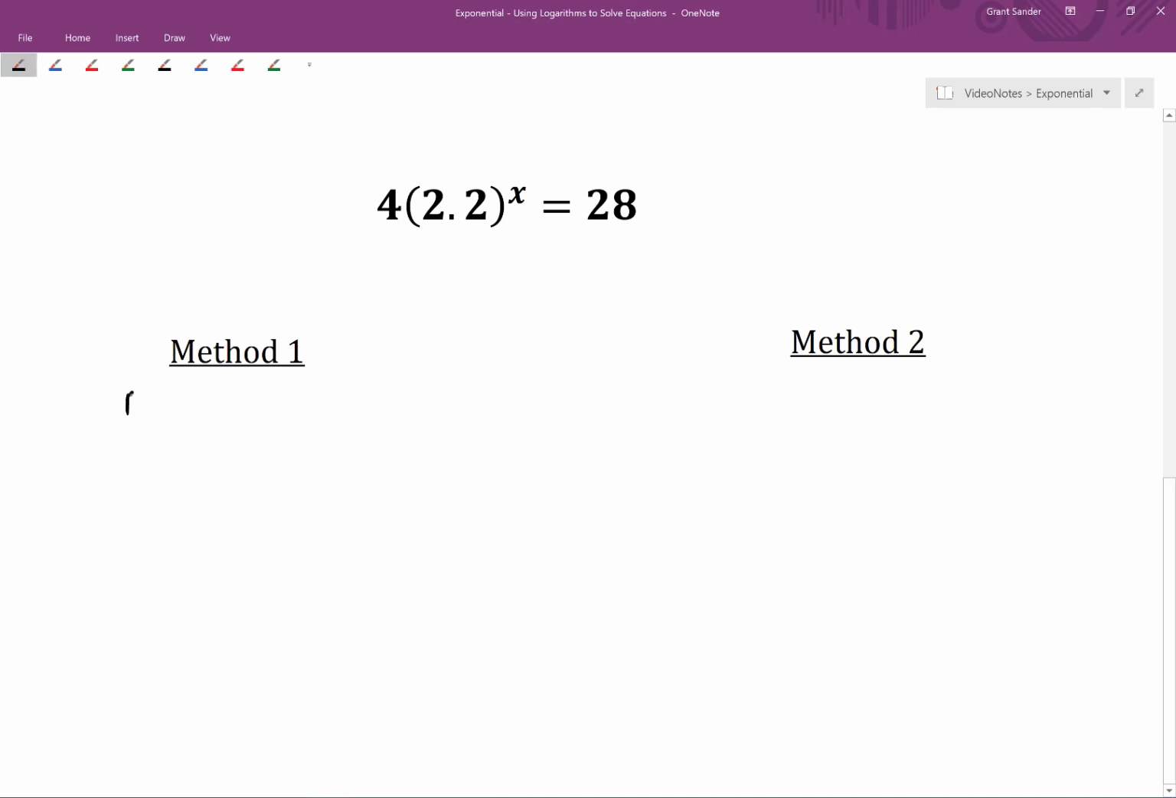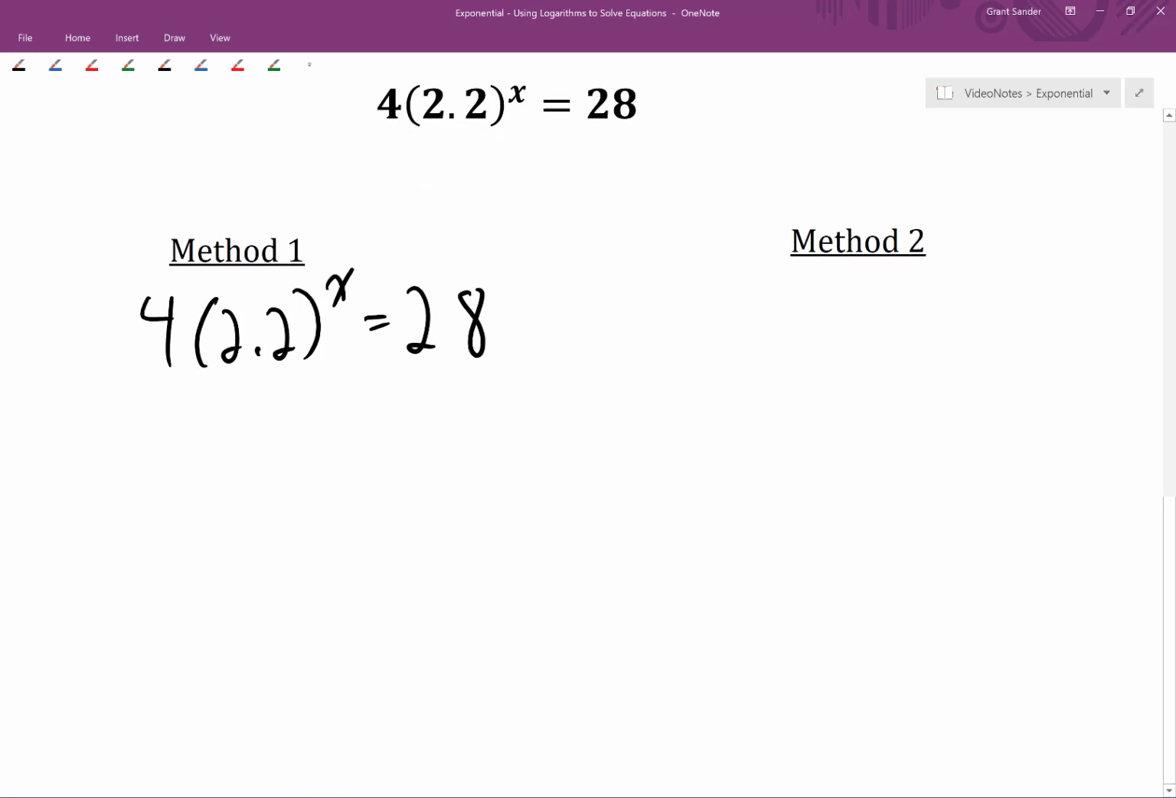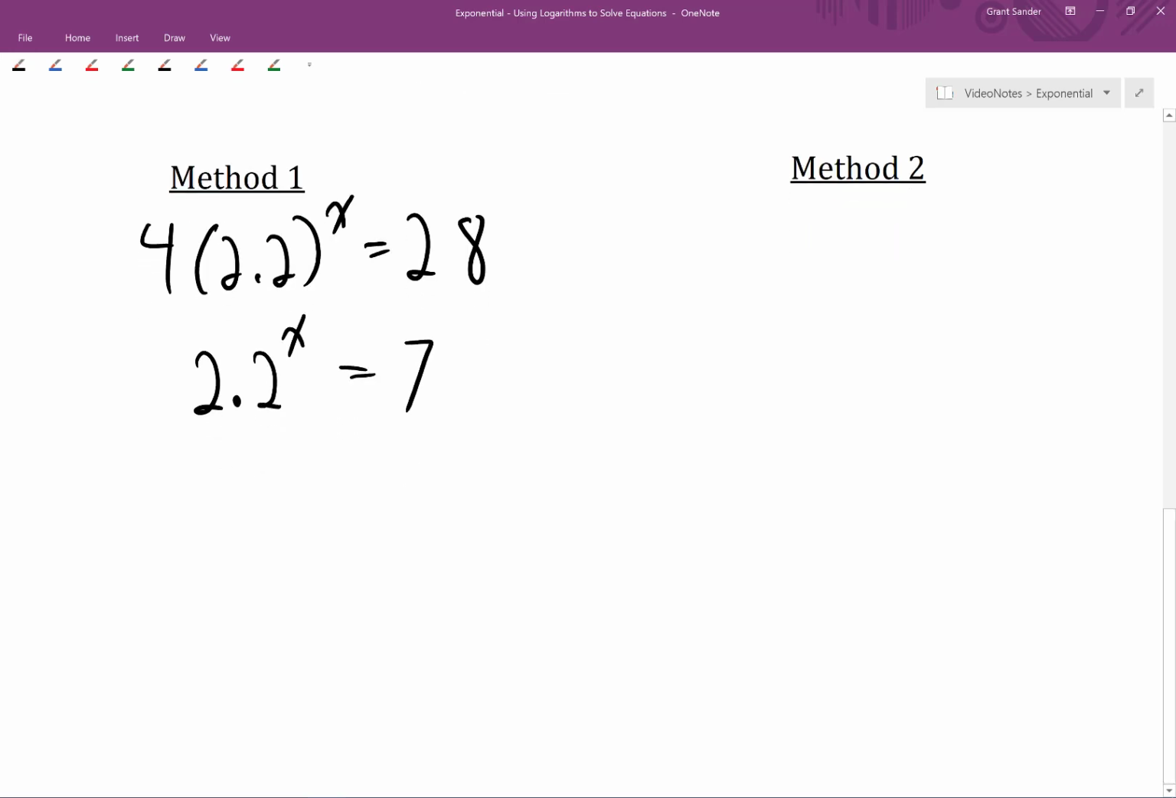We'll start by rewriting this equation. So 4 times 2.2 to the x is equal to 28. We'll start by dividing both sides by 4. If we divide this left-hand side by 4, we get 2.2 to the x, and then 28 divided by 4 is equal to 7. So now we have 2.2 to the x is equal to 7.